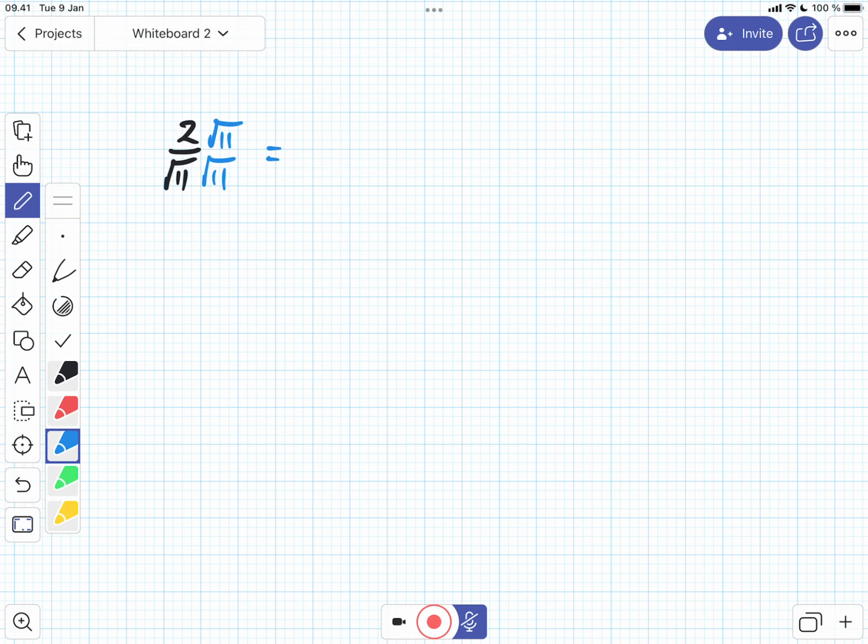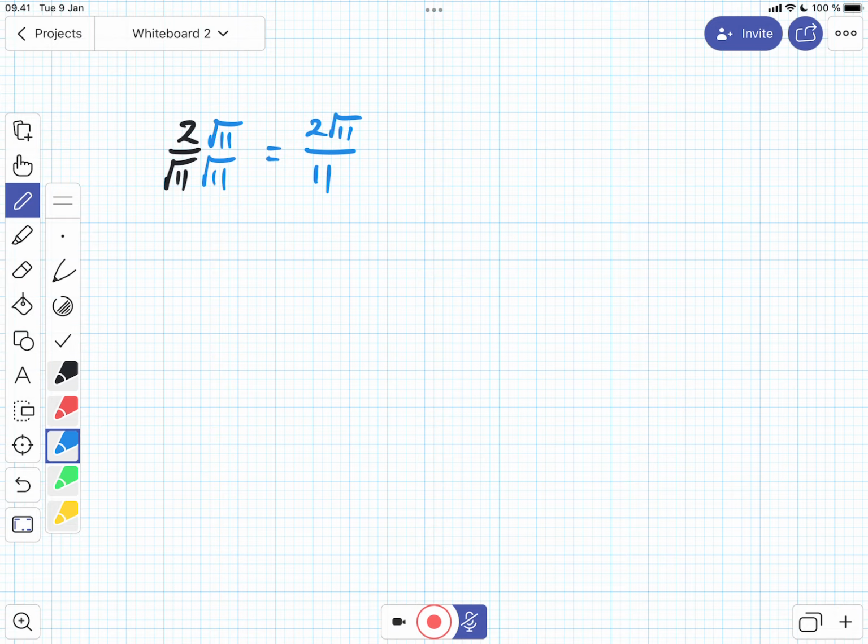And when I do that, I get 2 times the square root of 11, and the square root of 11 times the square root of 11 is just 11. So what I've just written is equal to the original fraction, but now it hasn't got a square root at the bottom. So I've got rid of the square root in the bottom of the fraction. I have rationalized the denominator.